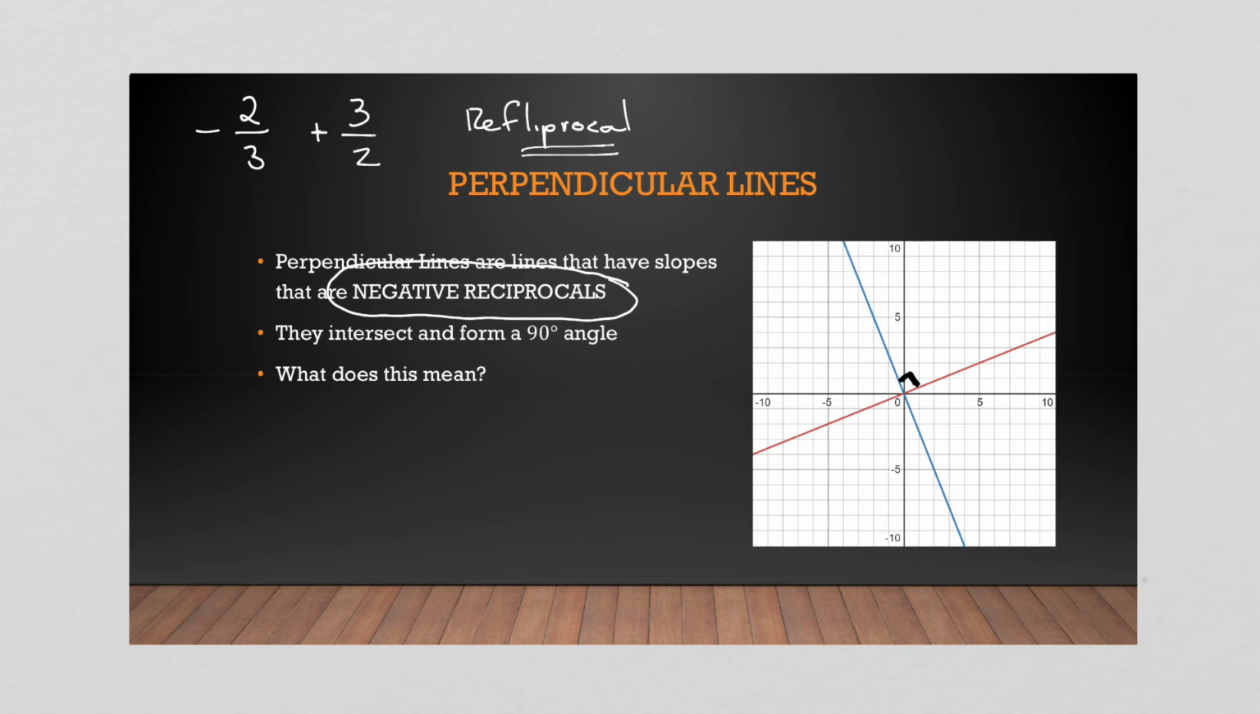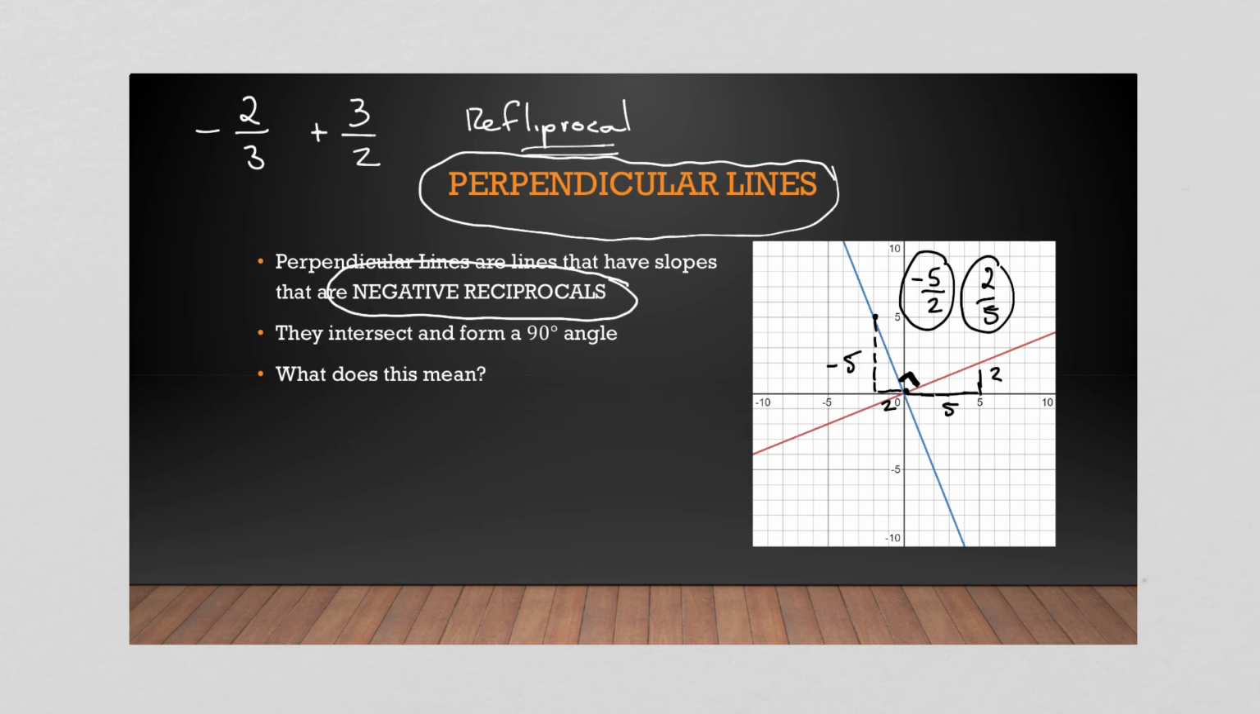Let's look at the blue line first. Okay, we count down 1, 2, 3, 4, 5. So negative 5 and over 2. So the blue line has a slope of negative 5 over 2. The red line has a slope of 1, 2, 3, 4, 5, 1, 2. So 2 and 5. So you can see those two slopes are negative reciprocals of one another, which means that these two lines are in fact perpendicular.